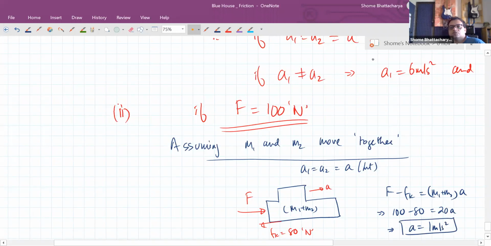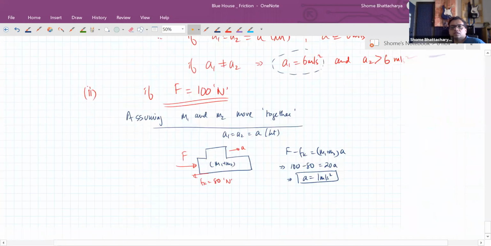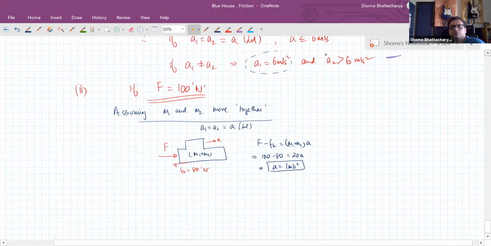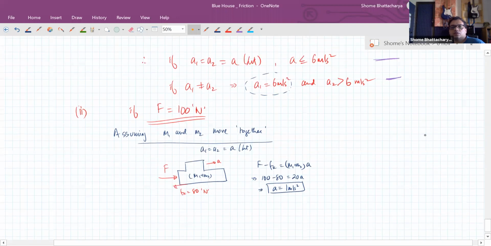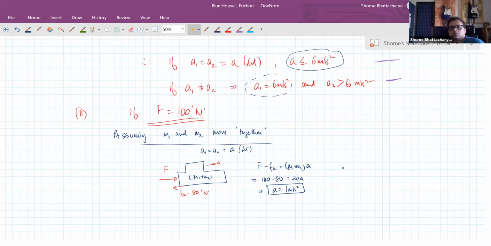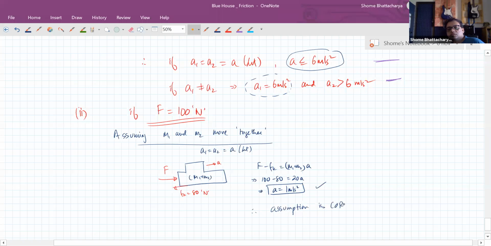Now this is okay because we have already seen the condition that the common acceleration should be less than or equal to 6 meters per second square, this one. So therefore, the assumption is correct. Which assumption? This assumption. This assumption is correct.